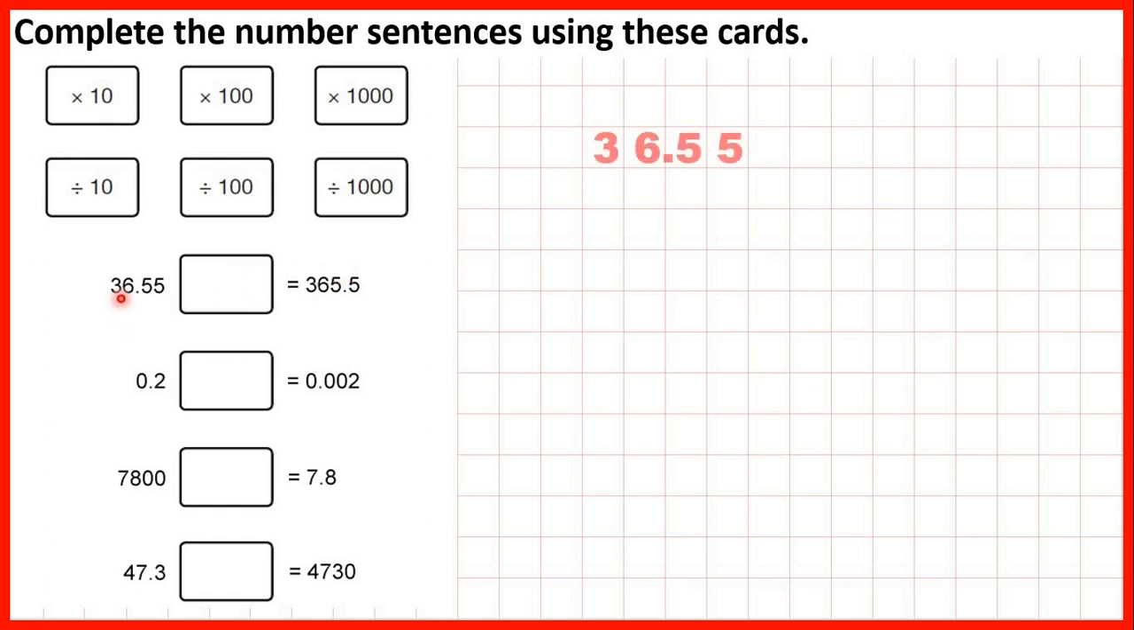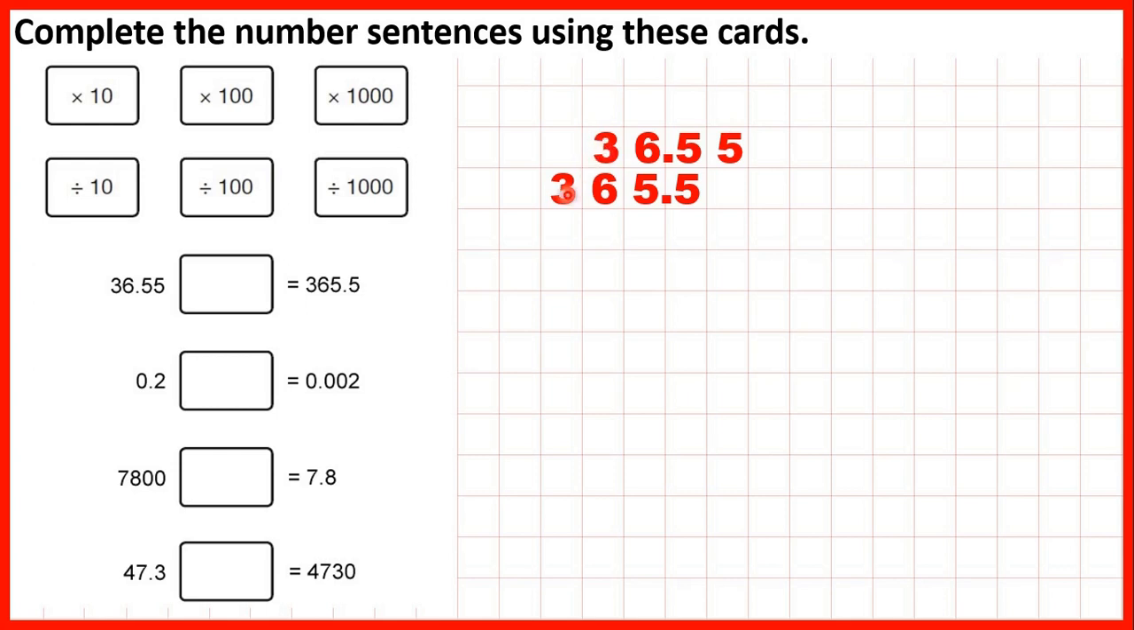moved. So first we have 36.55 and 365.5. So we've written the numbers out with the decimal points lined up, because if the decimal points are lined up, the place values in the question, so our hundreds, tens, ones, tenths and hundredths digits will be lined up as well. Now we need to see how have the digits moved.